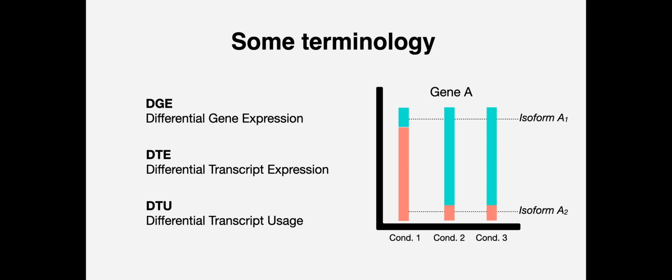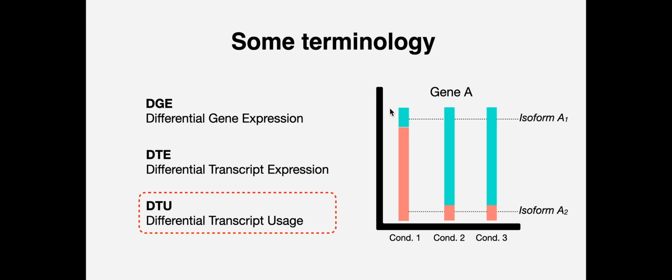But there's another aspect of this, and that's differential transcript usage. In differential transcript usage, we really have to change our thinking a bit. Instead of thinking about whether a transcript is expressed higher in one condition versus the other, we are taking the total output from the gene, and we're asking what proportion or fraction of that gene's output can be accounted for by isoform A1 versus isoform A2 from this gene A.